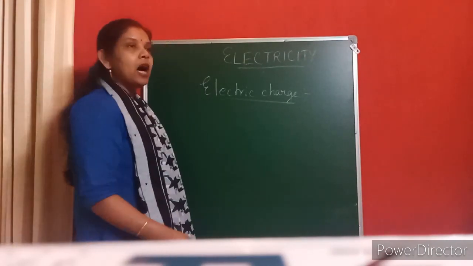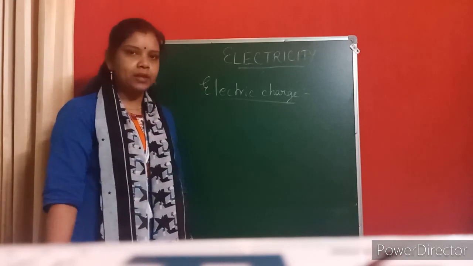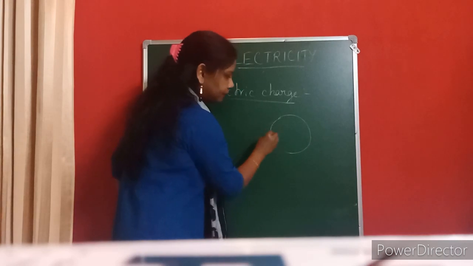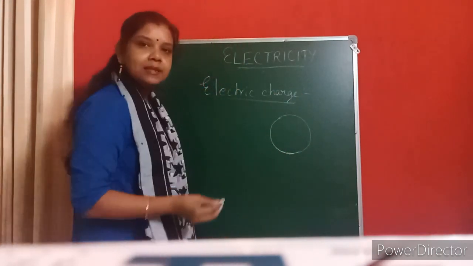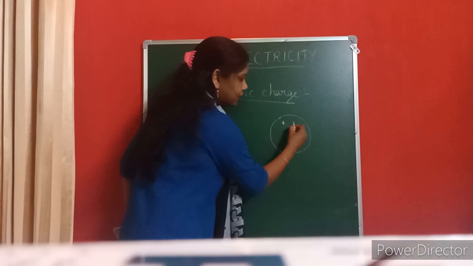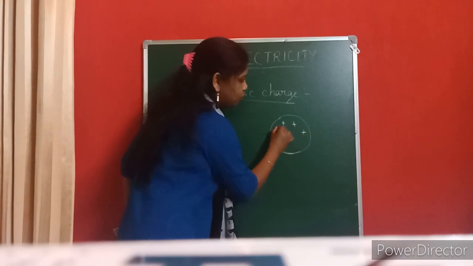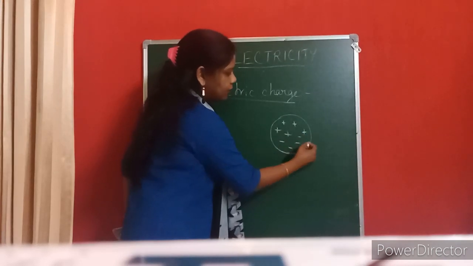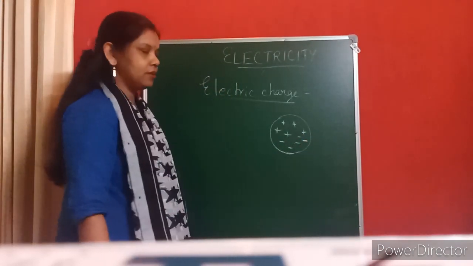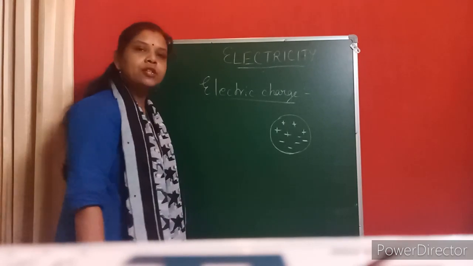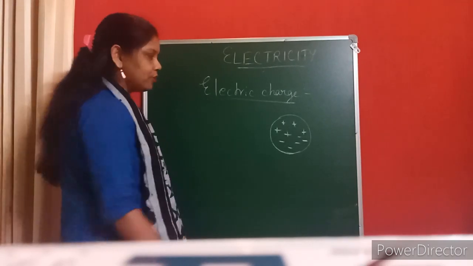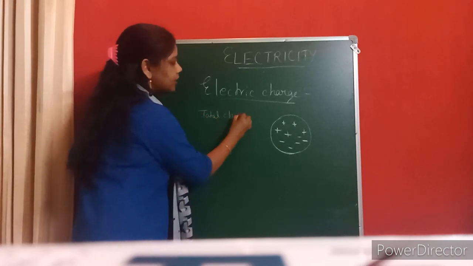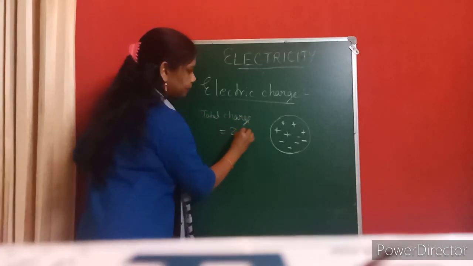So charges are of two types. One is a positive charge, another is a negative charge. This is a body. Suppose I say that it has a positive charge. I have drawn 5 positive charges. I say that there are 5 negative charges. These are 5 negative charges. So what is the total charge of the body then? The total charge will be 0 or not. If I write total charge, it will become 0.